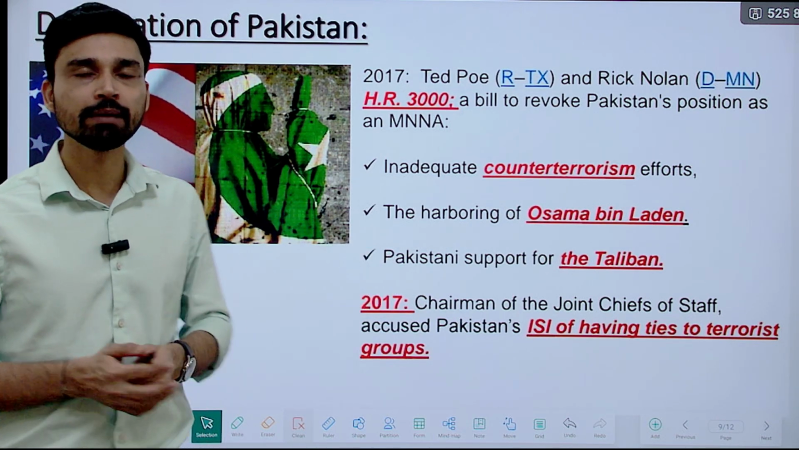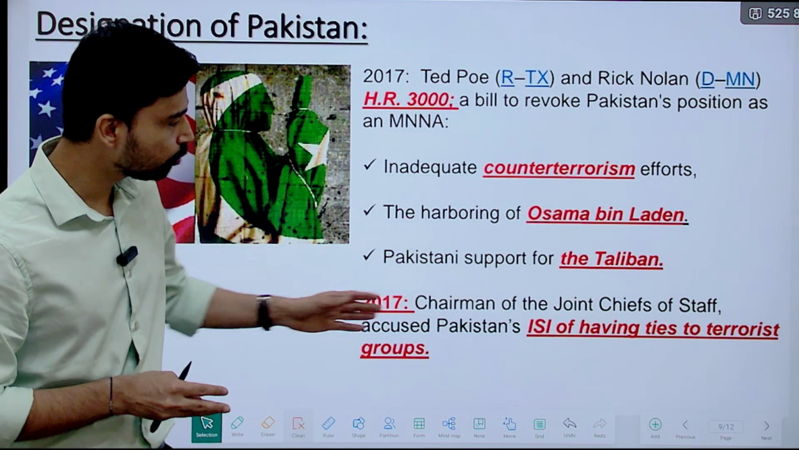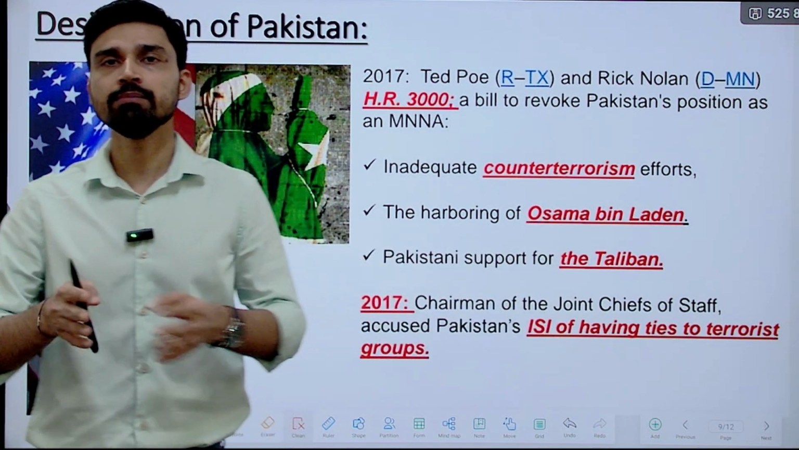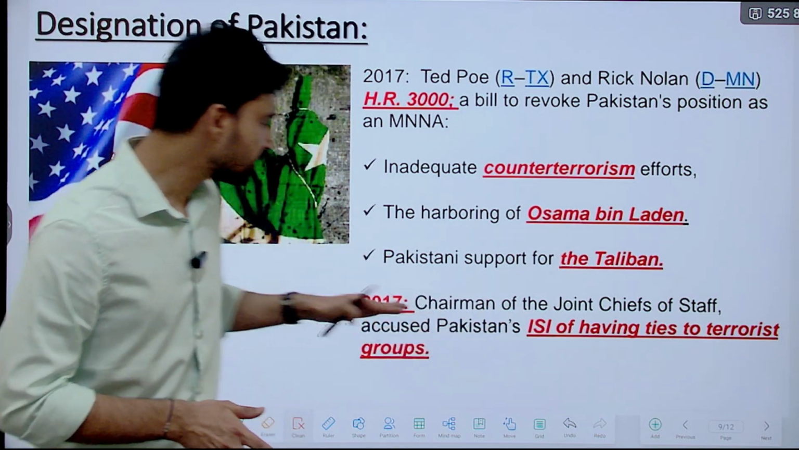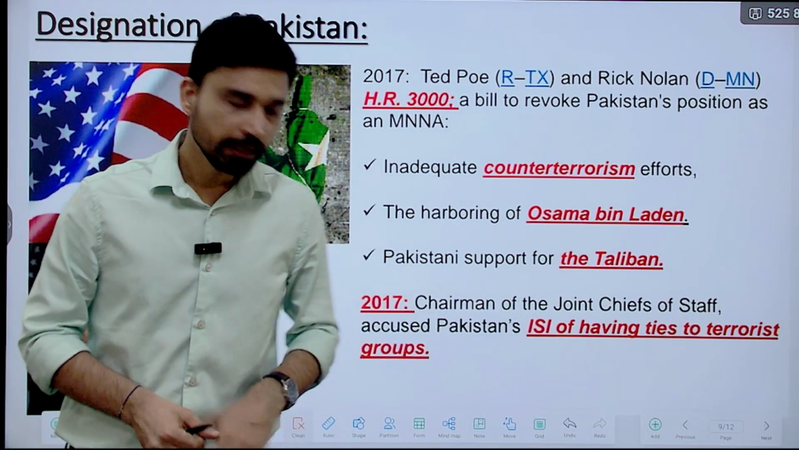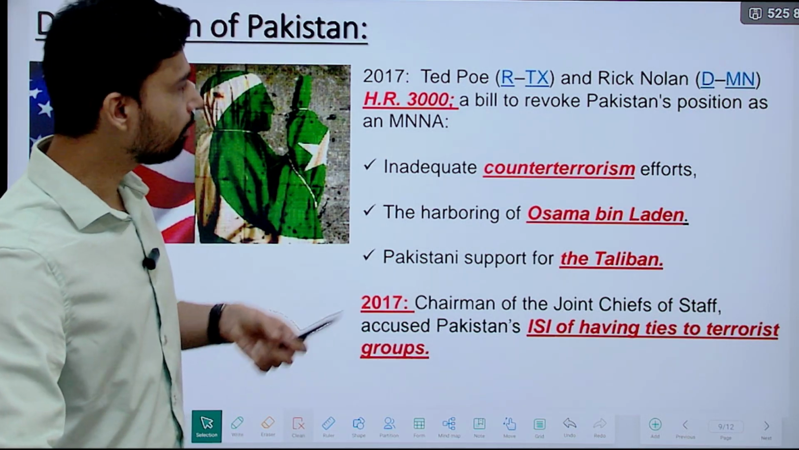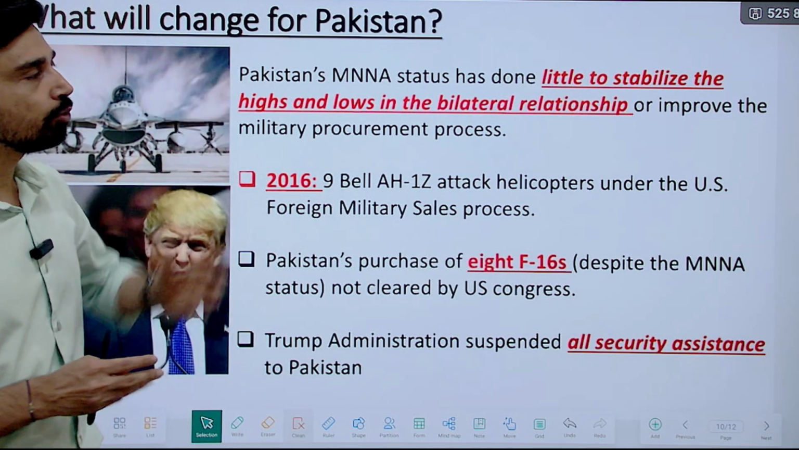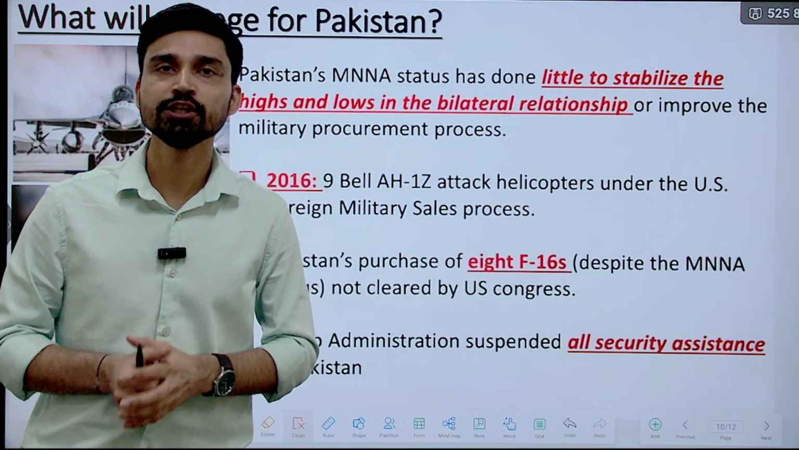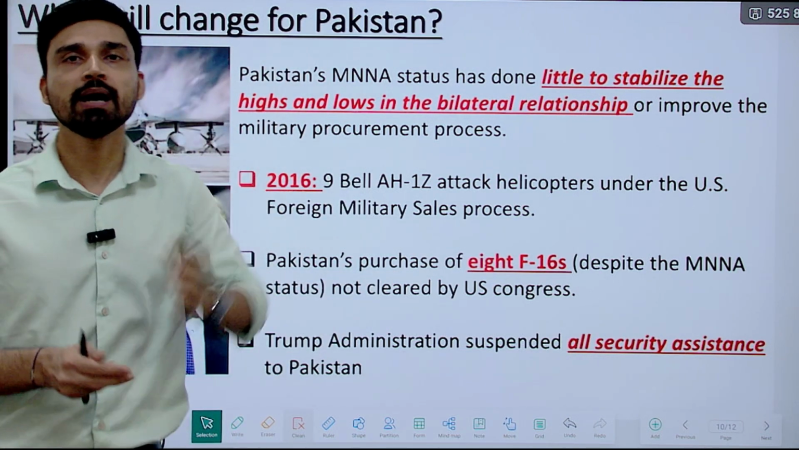2017 is also a time when the Chairman of the Joint Chiefs of Staff of the US accused Pakistan's ISI, the Pakistani military intelligence referred to as Inter-Services Intelligence, of having ties to terrorist groups. So in 2017 is when the US realized this. India has been saying that for many years even before that. Now suppose the US indeed terminates the MNNA designation from Pakistan, how is it going to affect Pakistan?